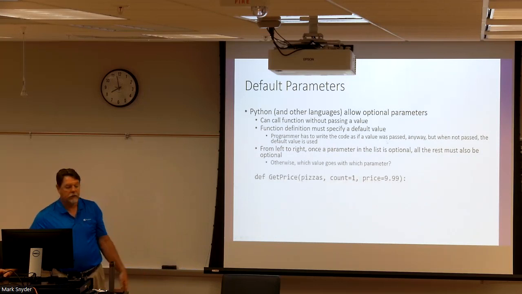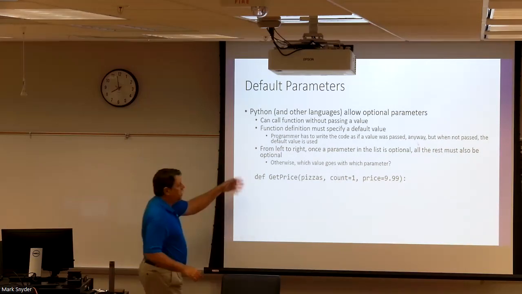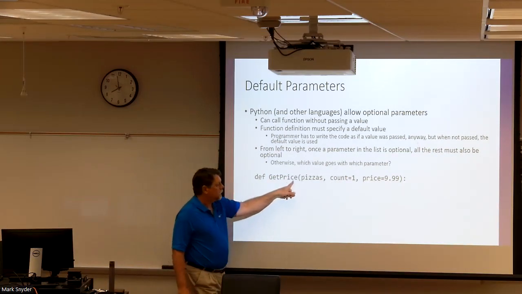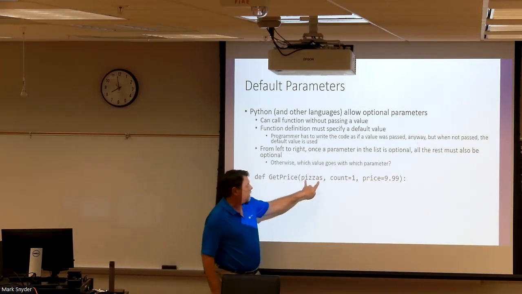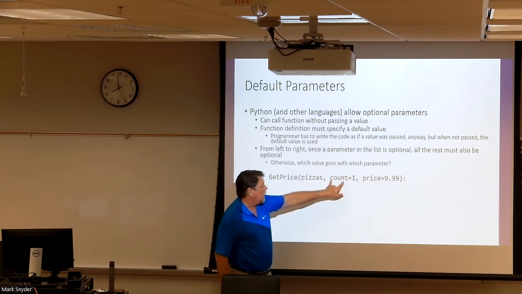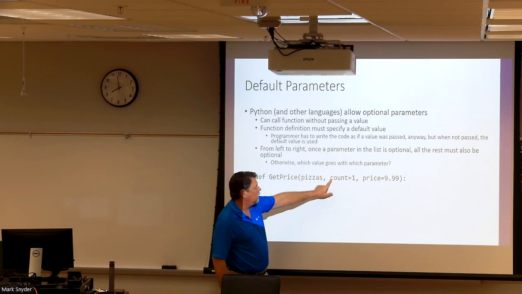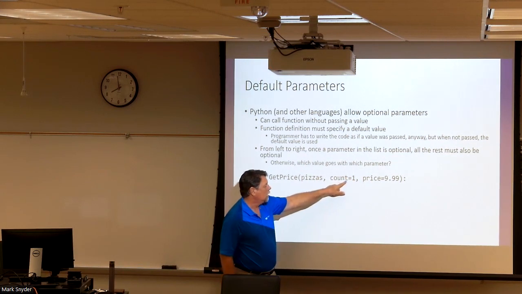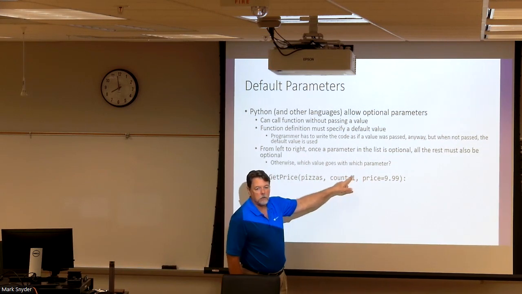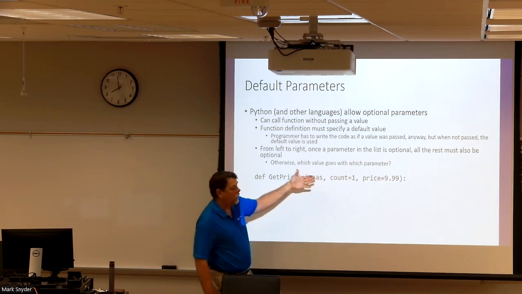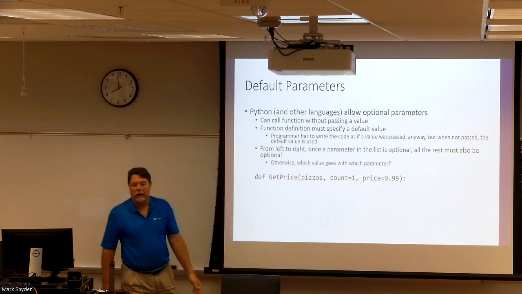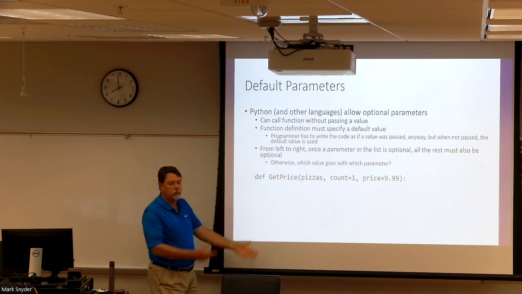So here's an example, another get price function. I have a number of pizzas and the count. So I'm going to assume if you don't tell me how many pizzas were purchased, then I'm going to say 1. And if you don't give me a price, I'm going to assume it's $9.99.